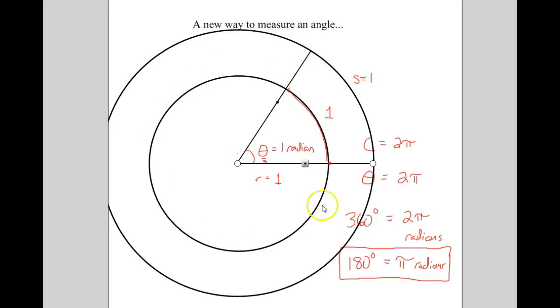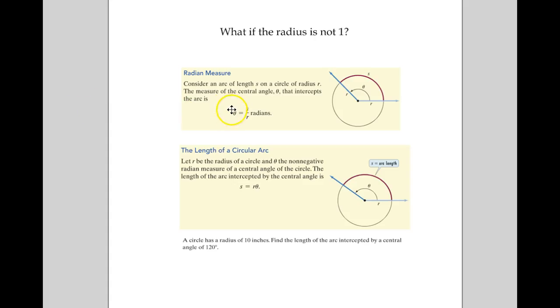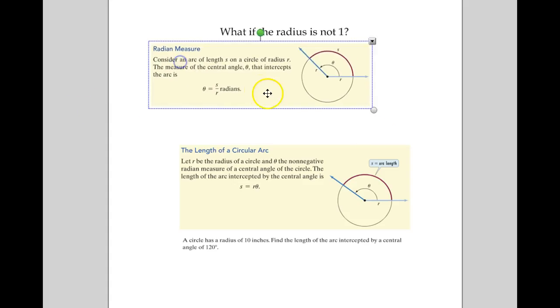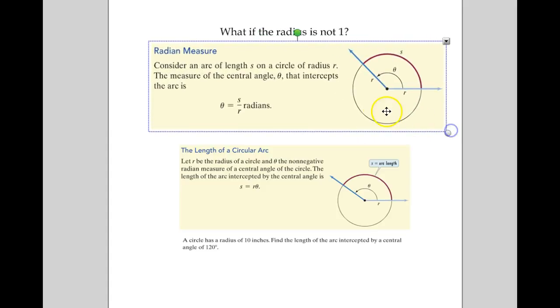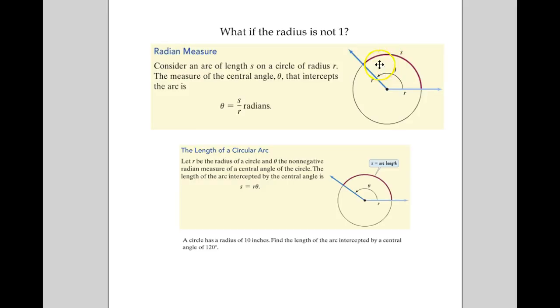So no matter what the size of the circle is, there's still going to be 2 pi radians all the way around, and pi radians for 180 degrees. That's not going to change. So we have to come up with an adjustment to define the radian. It can't just be the same thing as the arc length, because the arc length does get bigger as we make the radius bigger. Okay, so what do we do? Well, we define a radian measure for any circle, not just a unit circle, which has a radius 1.